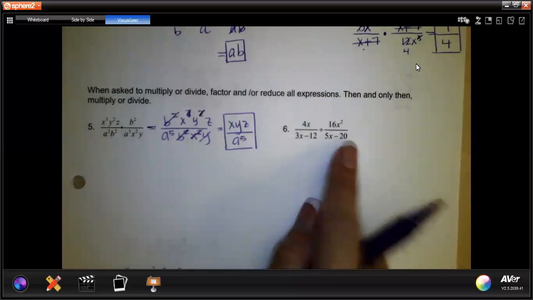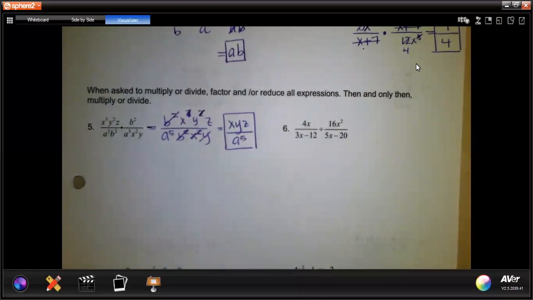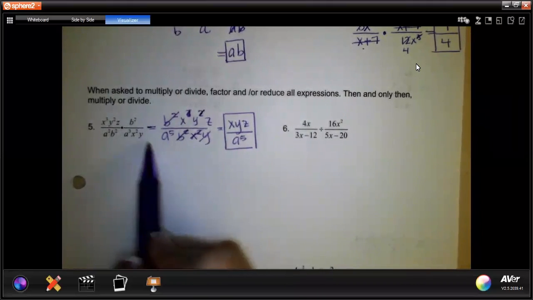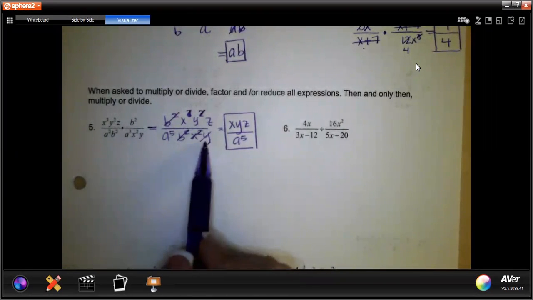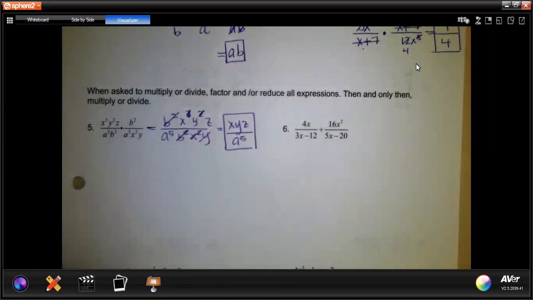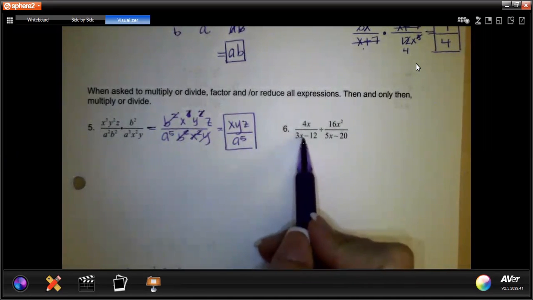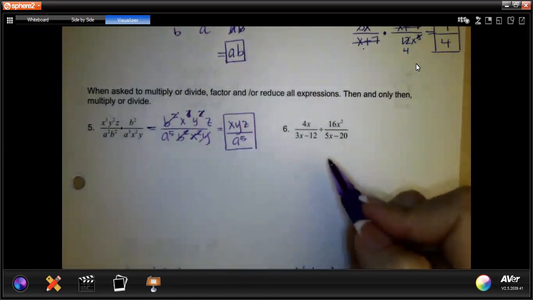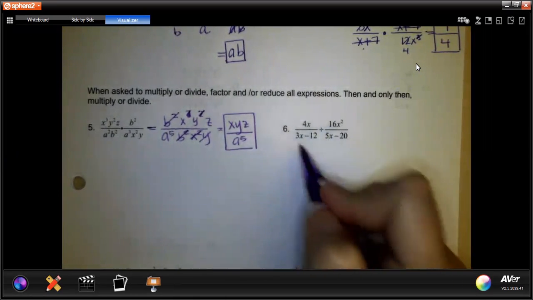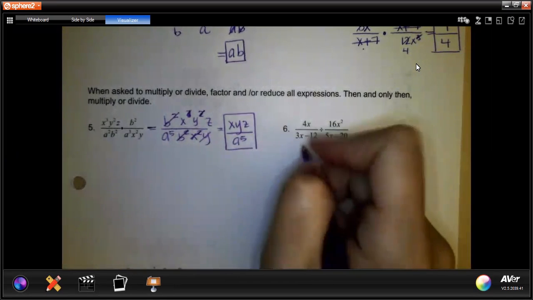All right, on number 6 here, this one's a little bit different. It's got the plus and minus in between, so you have to be a little bit more careful with that. The reason why we can cancel these is because there's no plus or minus, so they're all being multiplied and then divided between each other. But here, order of operations would demand that you do this minus before you cancel something out. So this x would not cancel those x's. You can't do that.